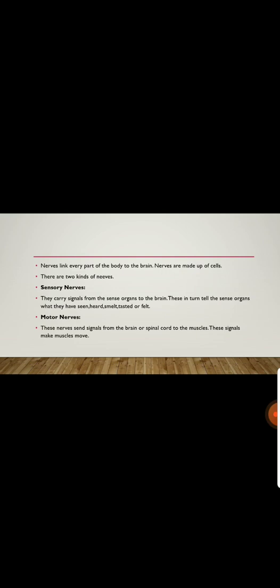And all the nerves, they are made up of cells. Now what is the function of the sensory nerves? Sensory nerves carry signals from the sense organs to the brain. Do you know there are five senses, like sense of smell, sense of touch, sense of seeing, sense of hearing, and sense of taste? So the function of the sensory nerves is to carry the signals from your sense organs to the brain.